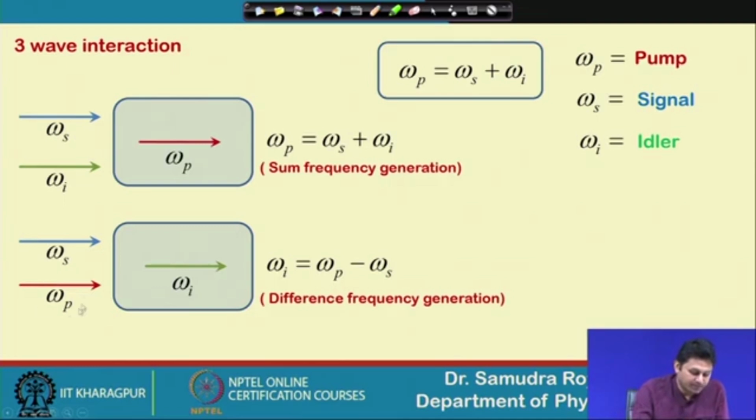So, when we change the idler to pump, the equation is the same, omega p equals omega s plus omega I, and omega I is generated. So, omega I is nothing but omega p minus omega s. This is nothing but the difference frequency generation. So, sum and difference frequency generation are there, and this is called the 3 wave mixing. This 3 wave mixing we will learn in our next classes.